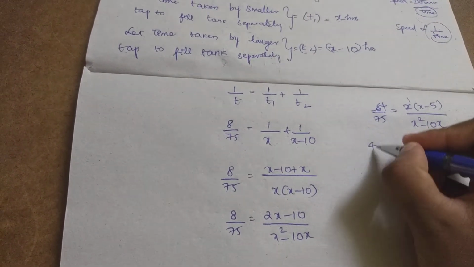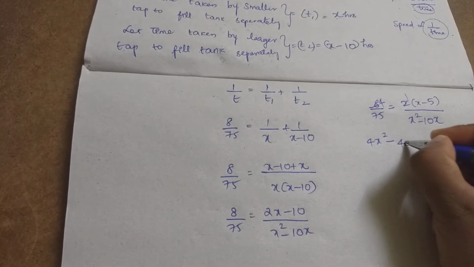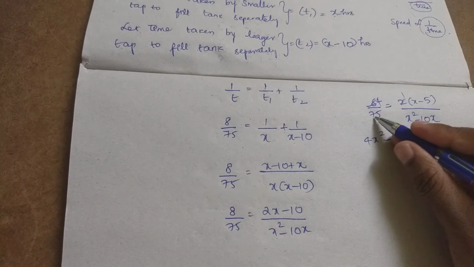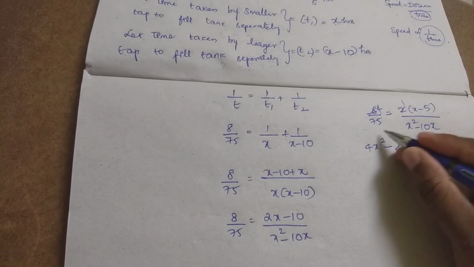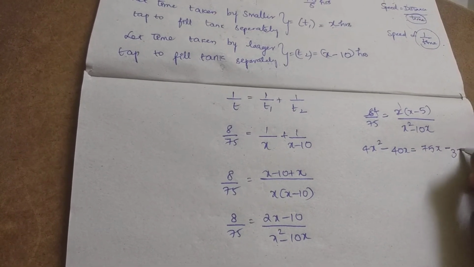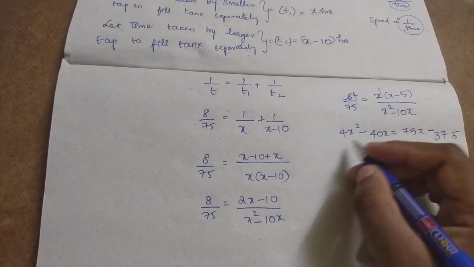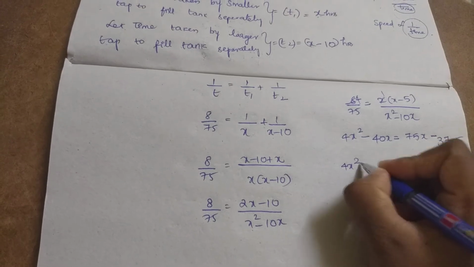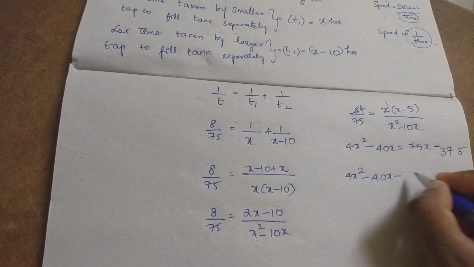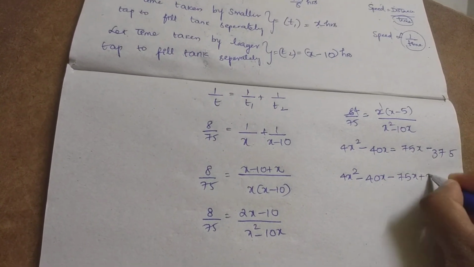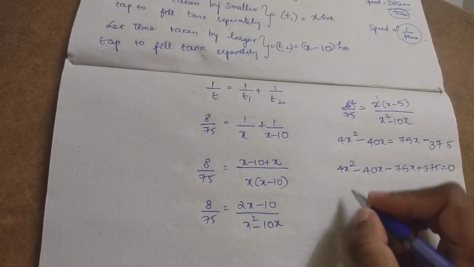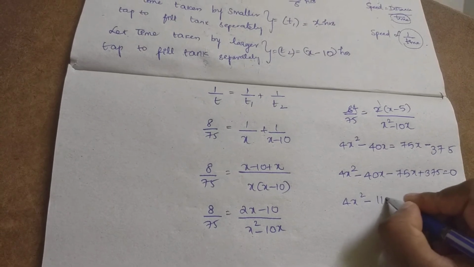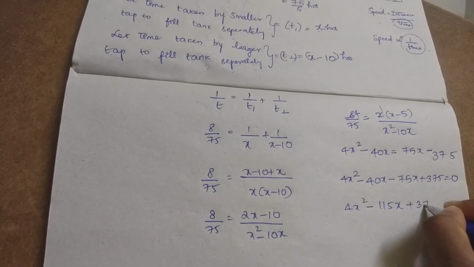4x square minus 40x equals 75x minus 75 into 5. 5 5s are 25, 5 7s are 35, plus 2 is 37, so 375. Let us bring all of them to the left hand side. Let us see what we get. 4x square minus 40x minus 75x plus 375 equals 0. 4x square minus 40 minus 75 becomes minus 115x plus 375 equals 0.